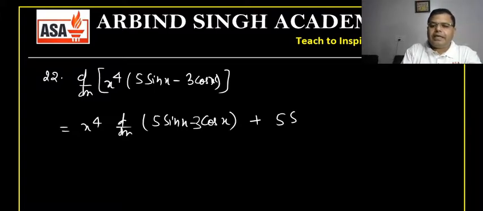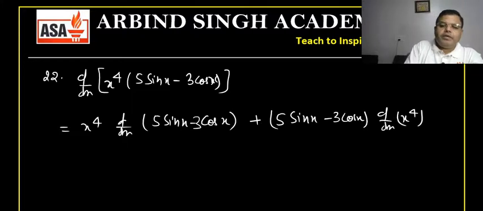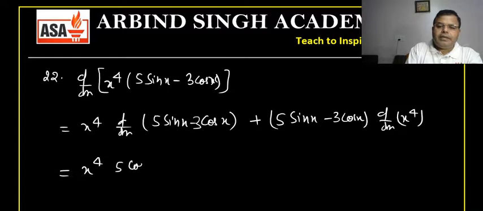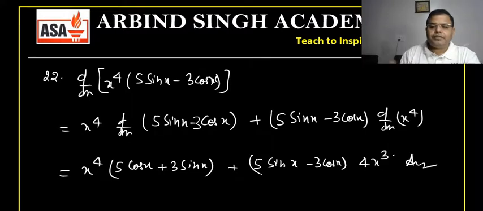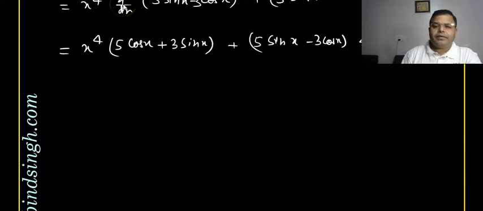plus 5 sin x minus 3 cos x into d by dx of x to the power 4. So that will come x to the power 4 into 5, derivative of sin x is cos x, and derivative of cos x is minus sin x. So minus minus plus, the sign will be plus. Here plus 5 sin x minus 3 cos x, and the derivative of x to the power 4 is 4x cube. And that will be the answer of this question. No need to solve it further.